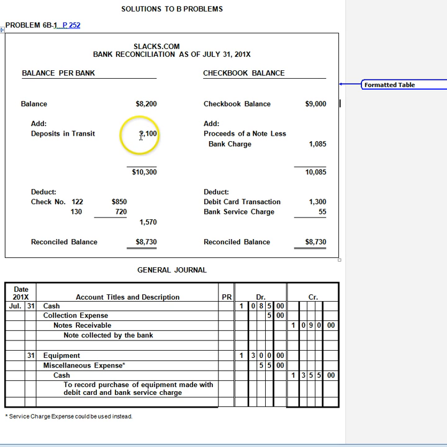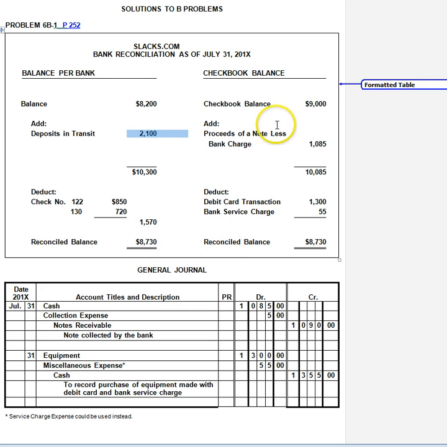But we have to add the $2,100 here just as if it was recorded, included in the bank balance, because we've got it in the 9 grand. The bank does not have it in their 82. So we're going to do to the bank what we did to ourselves and add the $2,100. So the bank side is done. You got the $8,200 balance per the bank statement, and you're going to add the deposits and subtract the outstanding checks to get a reconciled balance.